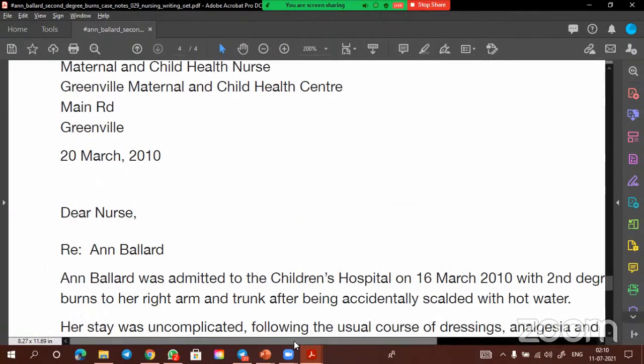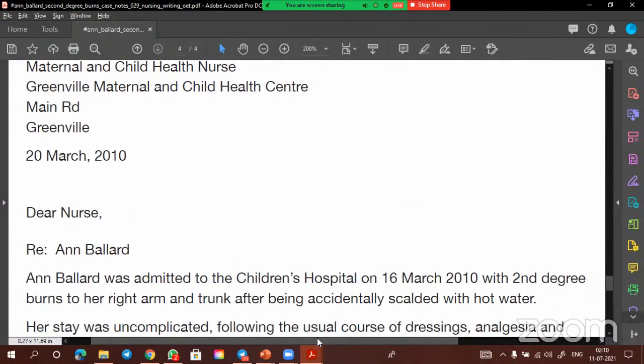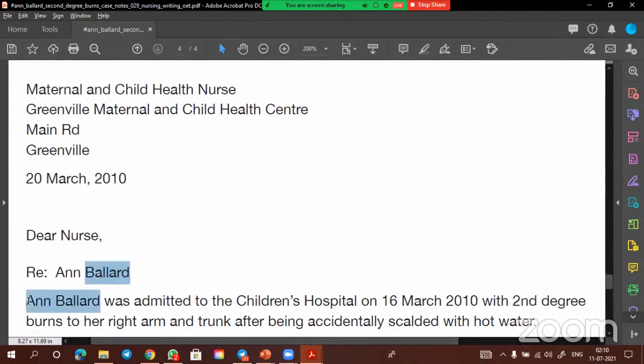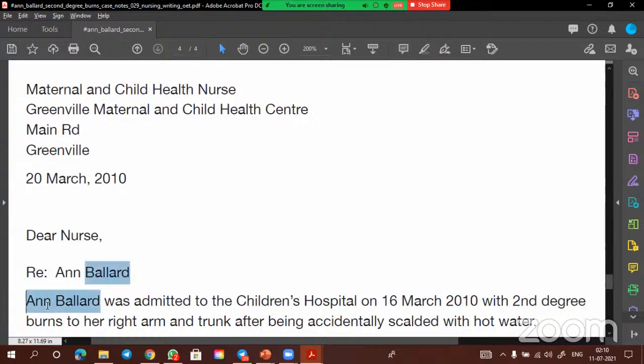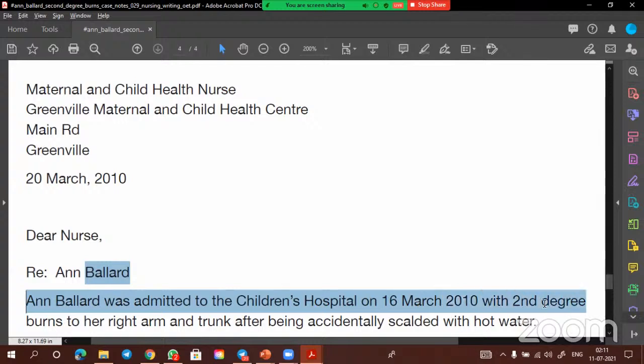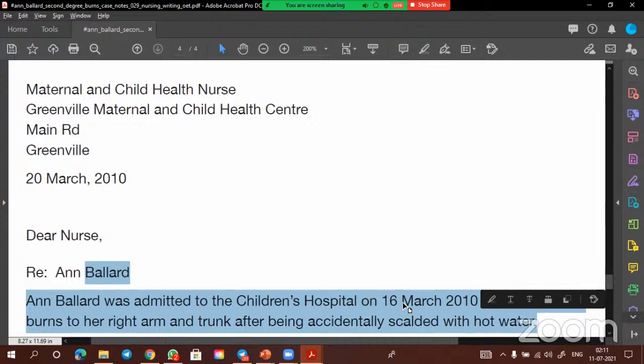So this is the mother. Is there anything regarding the mother? Ballard was admitted to the Children's Hospital on 16th March 2010 with second-degree burns to her right arm and trunk after being accidentally scalded with water. Is there anything related to mother? No, sir. Many people will tell many different things.